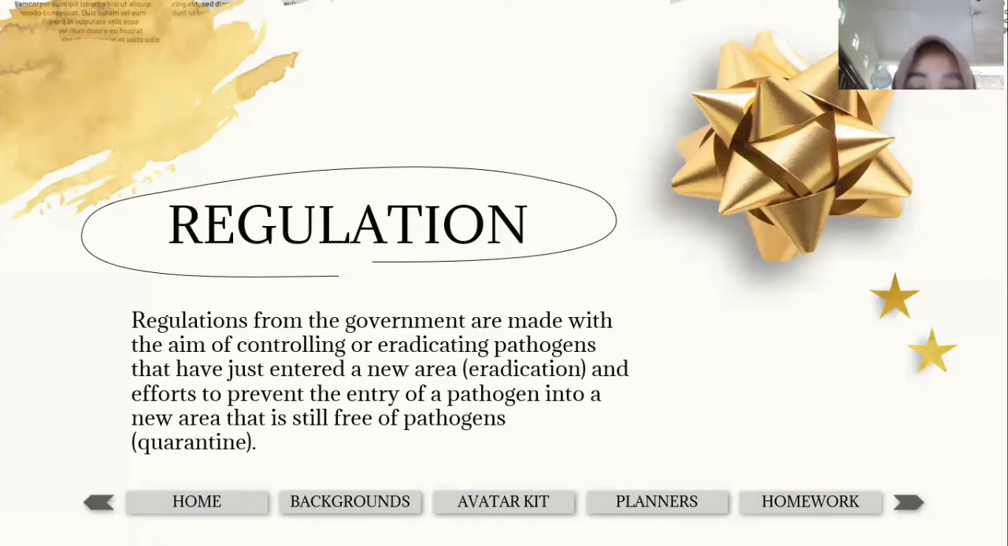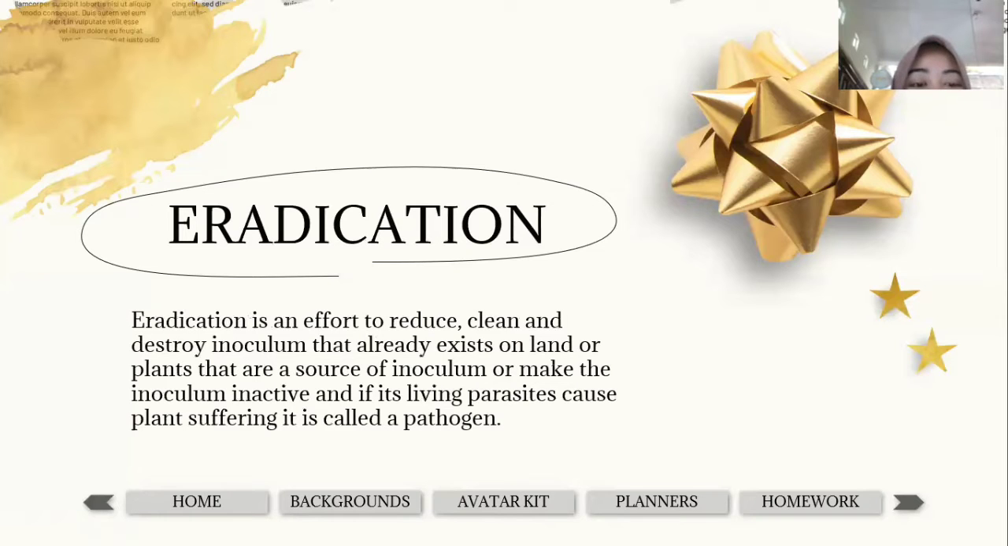Regulations from the government are made with the aim of controlling or eradicating pathogens that have just entered a new area, which is eradication, and an effort to prevent the entry of pathogens into a new area that is still free of pathogens, which is quarantine. And next will be read by my friend Irfan.